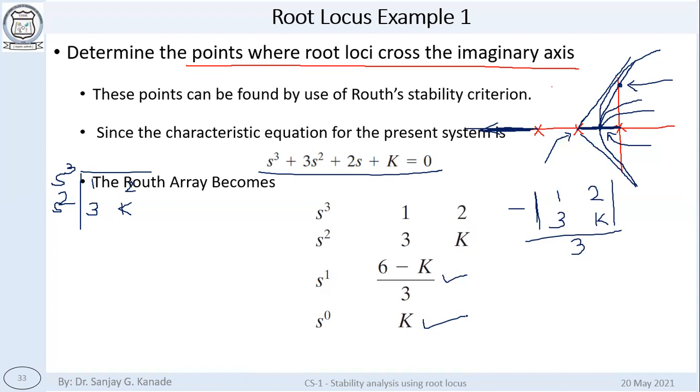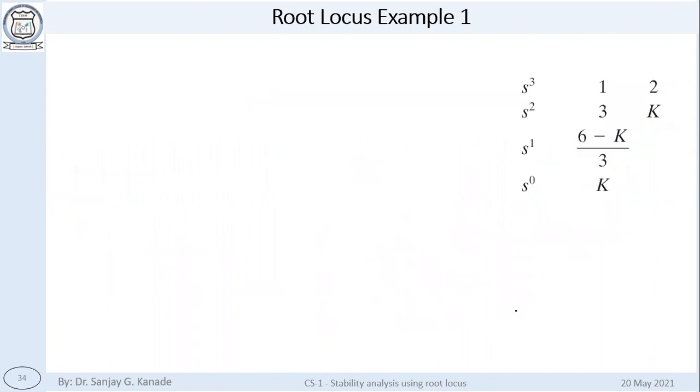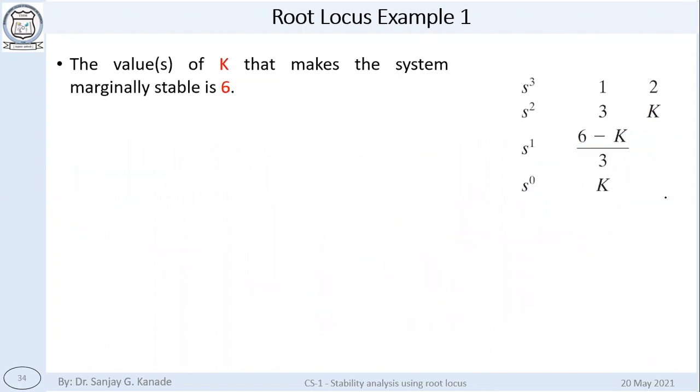What is the procedure for finding the intersection point? We have to make a row of zeros. So where can that row of zeros come? Here that row of zeros can come, right? If we make this term 0, when will this term become 0? See, this term will become 0 when k is equal to 6, right? When k becomes 6, this term will become 0.